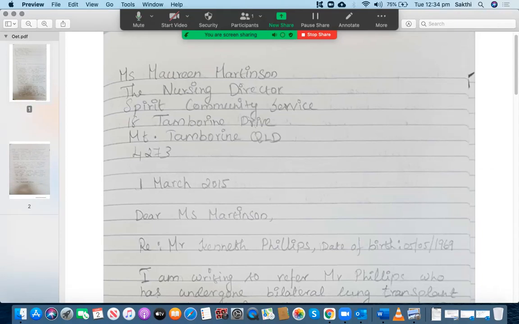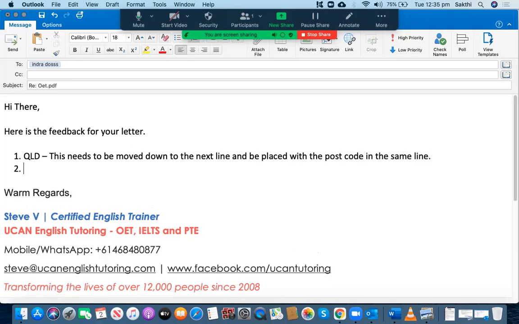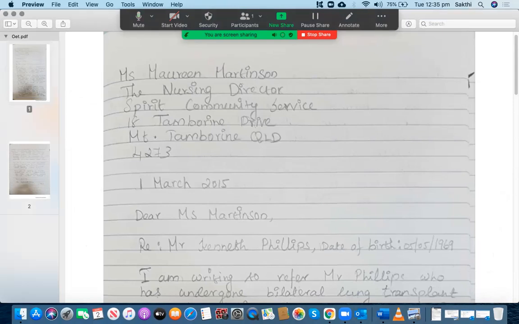The student has written down the address and contact details up on the top, so it's good. And she has written down the nursing director, Sprint Community Service, 18 Tambourine Drive, Mount Tambourine, QLD 4273. QLD 4273 can go in one line itself instead of writing down QLD separately. QLD needs to be moved down to the next line and placed with the postcode in the same line. So you have to write down QLD and then the postcode together in one line. So it's going to be QLD 4273 in one line.